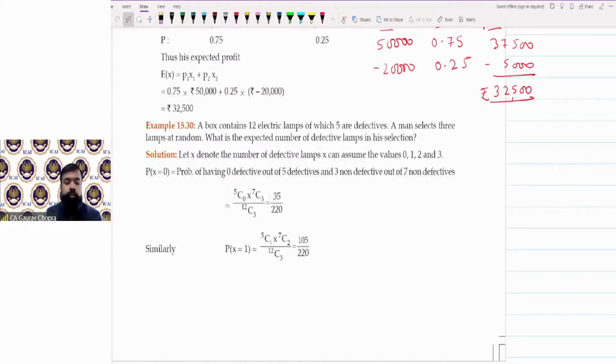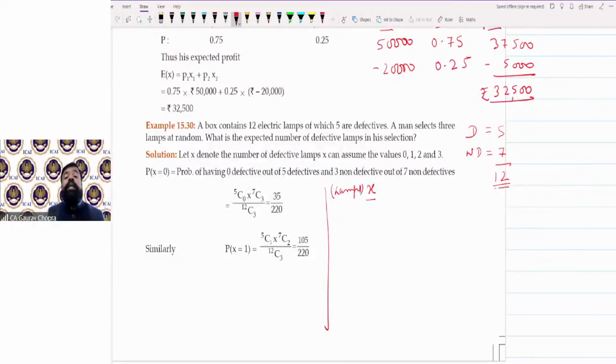It is a box containing 12 electric lamps, of which 5 are defective. So defective 5, non-defective 7, and then total is 12. This is given. A man selects 3 lamps at random. So we have to select 3. What is the expected number of defective lamps in this selection? So question is not talking about probability. They are asking about expected value. So since we have to select 3 lamps, X denotes number of defective lamps.